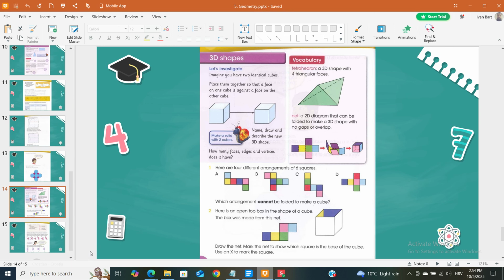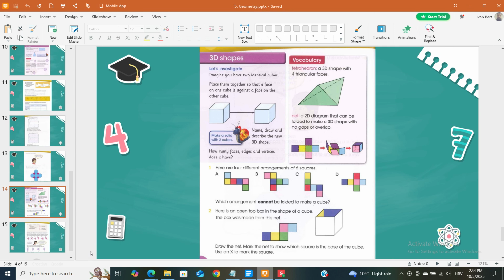Net. A 2D diagram that can be folded to make a 3D shape with no gaps or overlap. How many faces, edges and vertices does it have? 1. Here are 4 different arrangements of 6 squares. A, B, C, D. Which arrangement cannot be folded to make a cube?